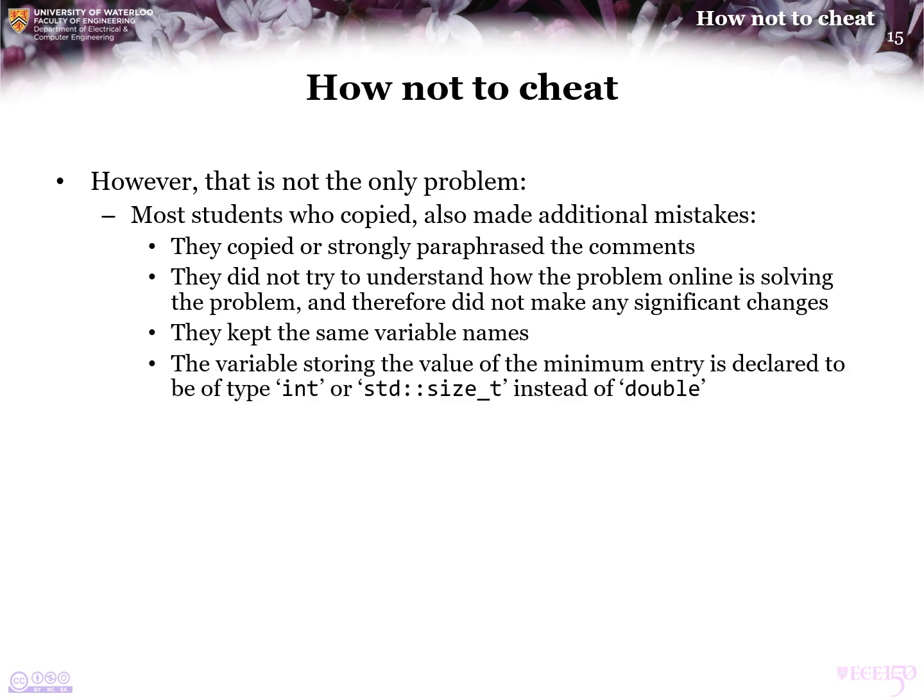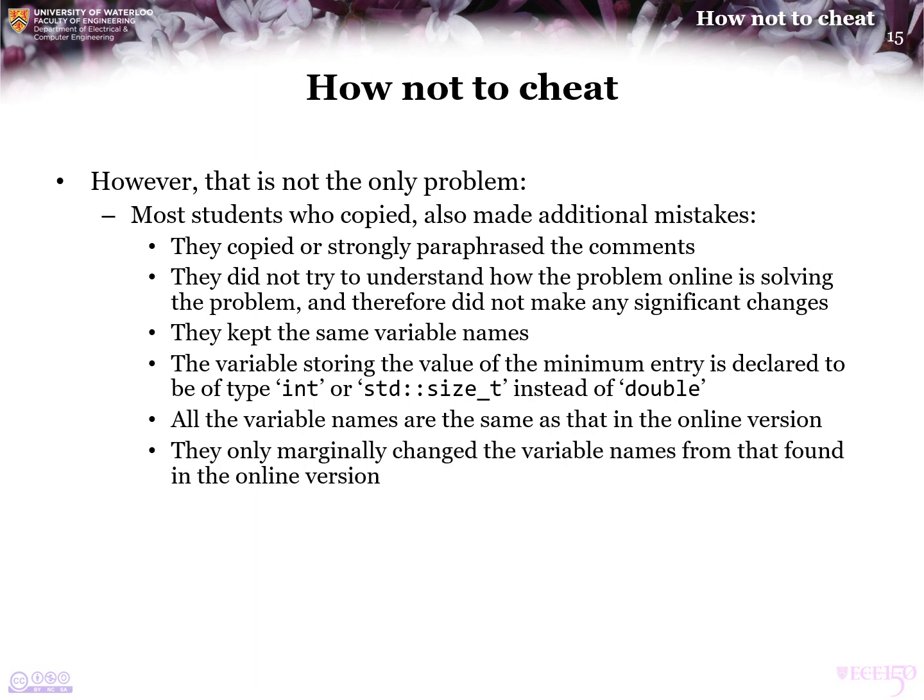The variable storing the value at the minimum entry is declared to be of type int, or even of type std::size_t instead of double, because after all, the online solution has an integer array and not a matrix that stores double precision floating point numbers. All the variable names are either the same or very similar to the online version. On occasion, some students actually tried to change the names of the variables from that on the online version.